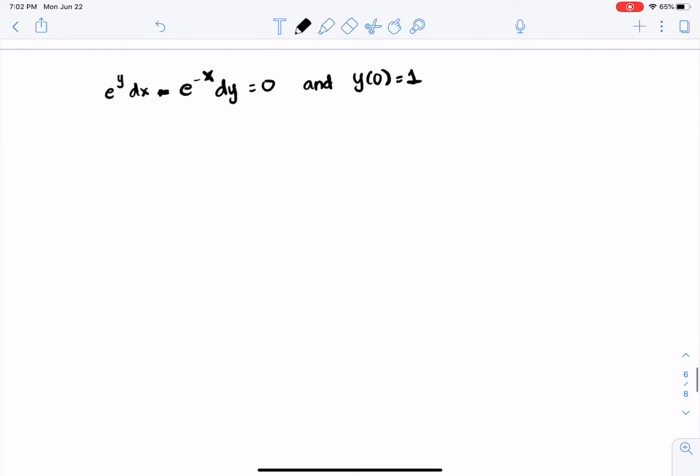So that is a first order differential equation in the normal form, and we want to know if this is separable. From the looks of it, it seems like it is. So I'm going to move the negative e raised negative x dy to the other side.